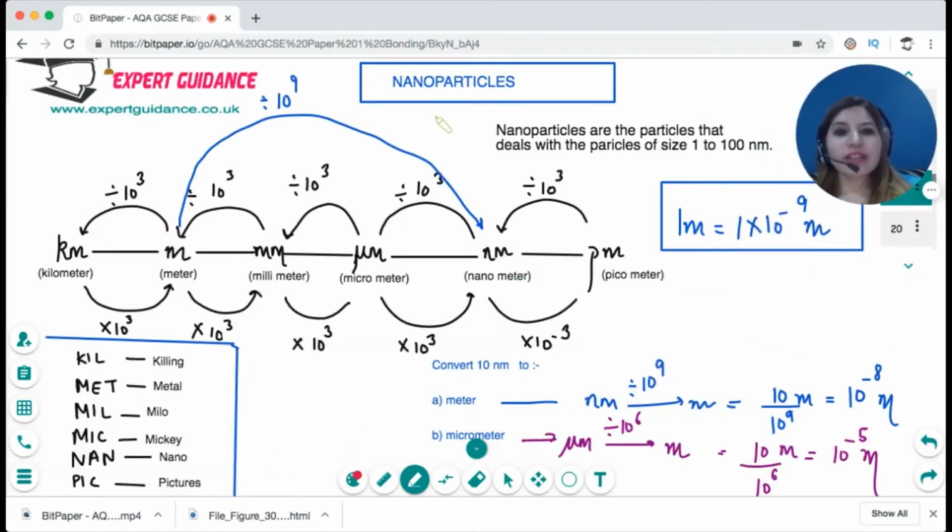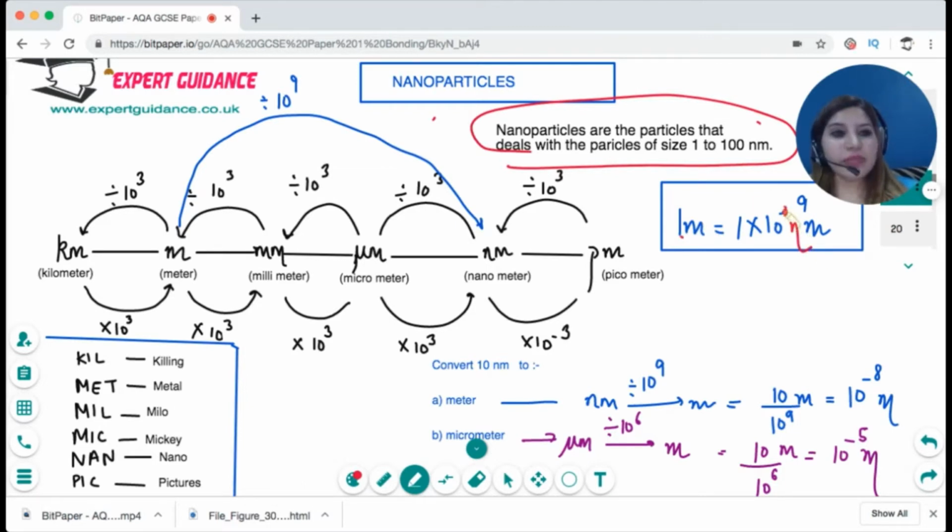Next, you have the concept of nanoparticles. These are particles of size 1 to 100 nanometers. Now, 1 meter is 10 to the power 9 nanometers. So 1 nanometer is 1 times 10 to the power minus 9 meters. Now, how do we get to this calculation? You need to remember this chart: kilo, metre, milli, micro, nano, pico. Km, milli, micro, nano, picometer, and all of them differ by 10 to the power 3.